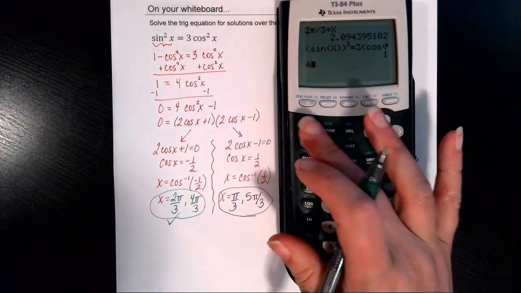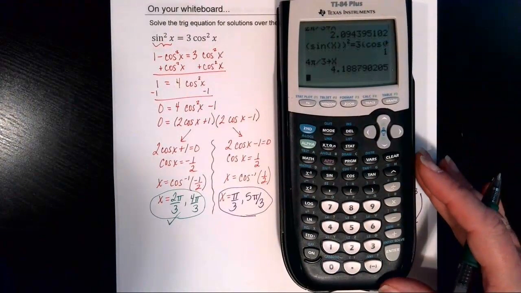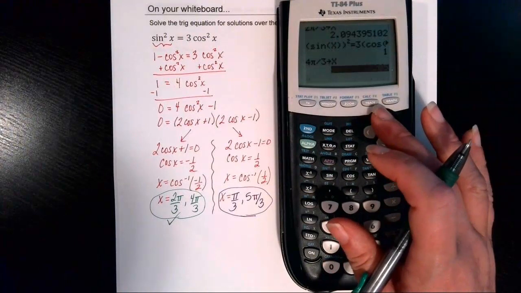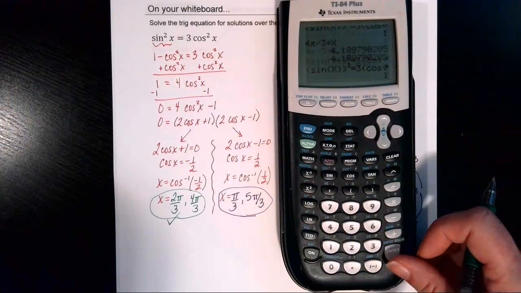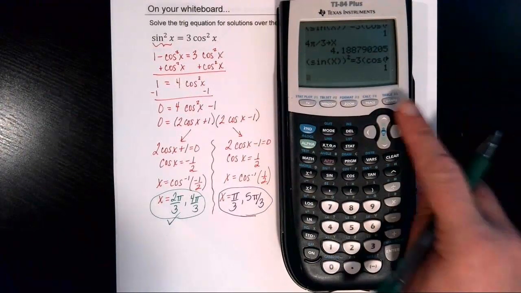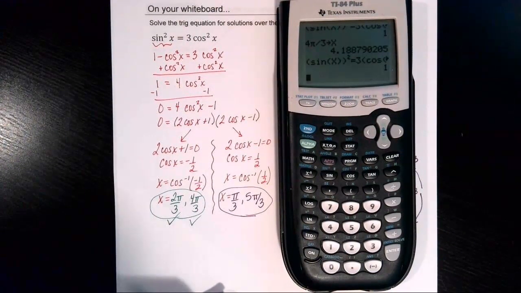Next, we're going to test our answer of 4 pi over 3 by storing that in the calculator as x. We'll arrow up to the equation and press enter so we don't have to retype it, and enter again, and we get a 1, which means 4 pi over 3 also checks.